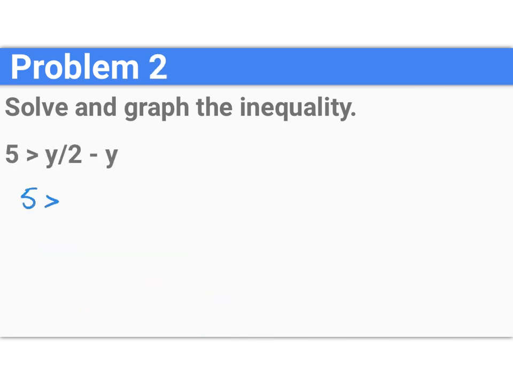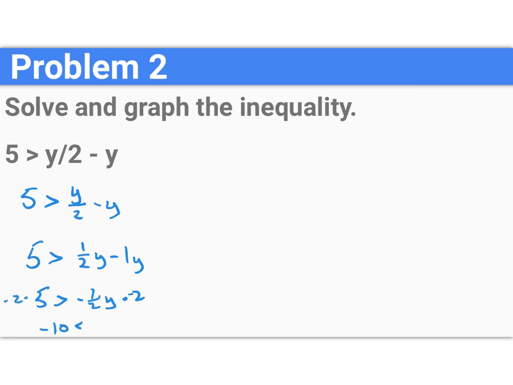Okay. 5 is bigger than y over 2 minus y. So this is actually, let me rewrite it so that you can see it. 5 is greater than 1/2 y minus 1y. And you get 5 is greater than negative 1/2 y. Multiply both sides by negative 2, because you can't have a negative y. The 10 flips. Let me turn it around. y is greater than negative 10. Now we graph it. 0, negative 10, greater than, open circle, and the arrow goes to the right.